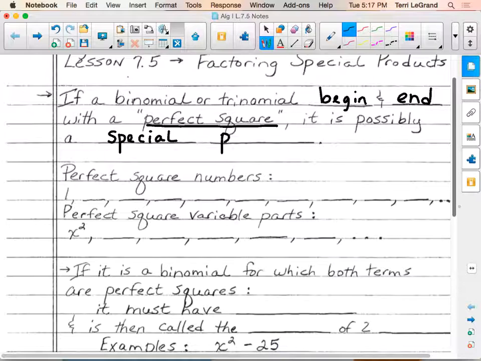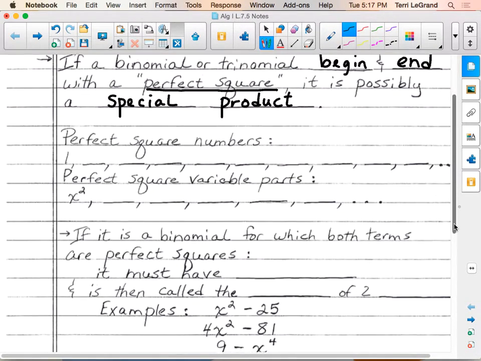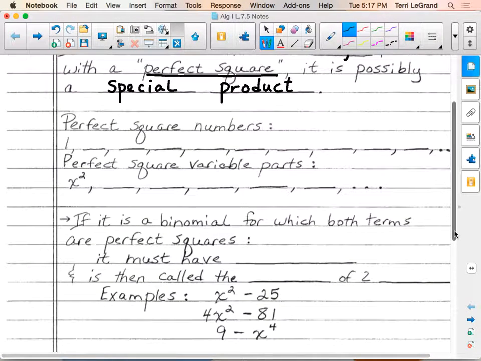So we're going to look for some other signs that will help us determine if it is what we call a special product, because then we're going to use a different method of factoring than we've learned so far. So first of all, we've got to be able to talk about what perfect squares are. We have perfect square numbers, we have perfect square variable parts.